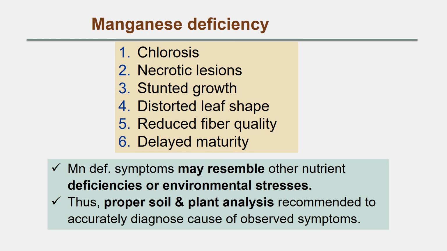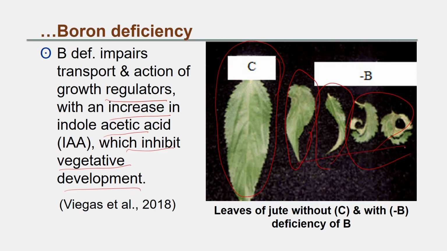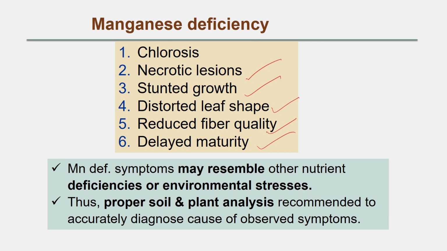Now, manganese is yet another micronutrient which is necessary for all the plants including jute. Typical symptoms of manganese deficiency are chlorosis, necrotic lesions, means the tissues which have died, stunted growth, distorted leaf shape. You have seen the leaf shape was distorted, it was not perfectly open. Reduced fiber quality and delayed maturity. Manganese deficiency symptoms may resemble other nutrient deficiencies or environmental stresses. So, sometimes there is confusion.